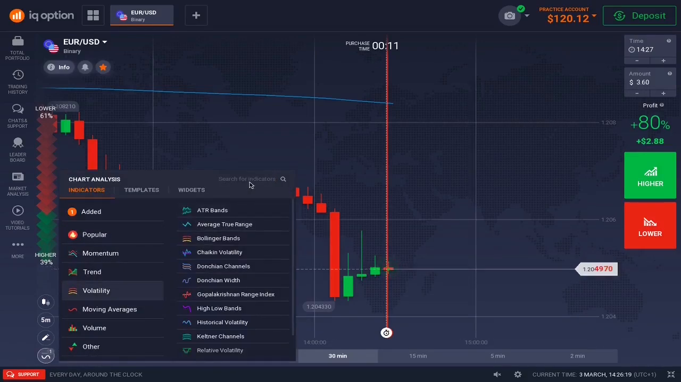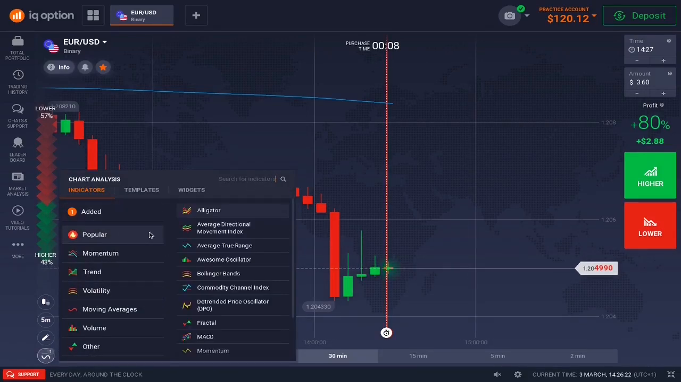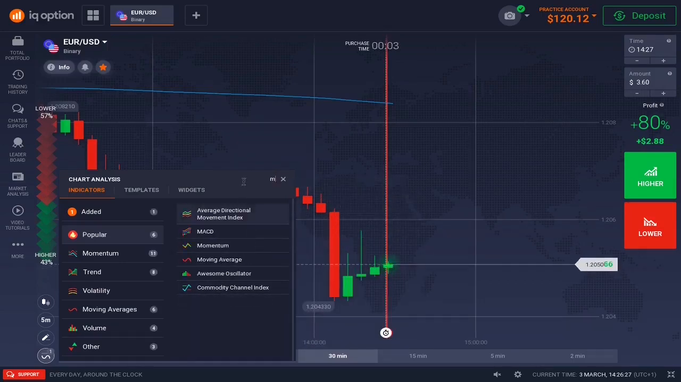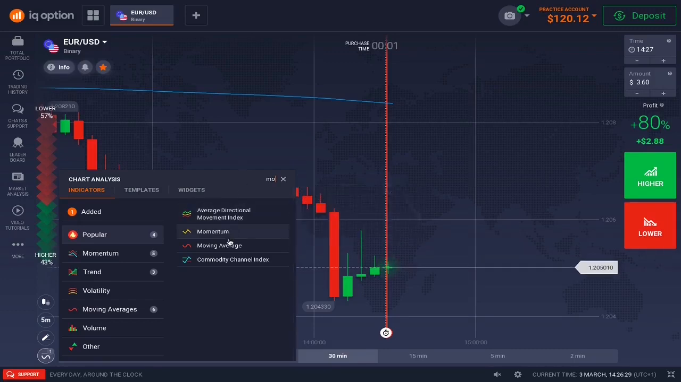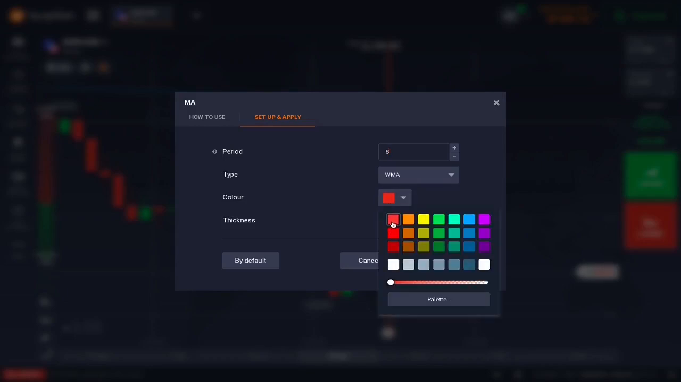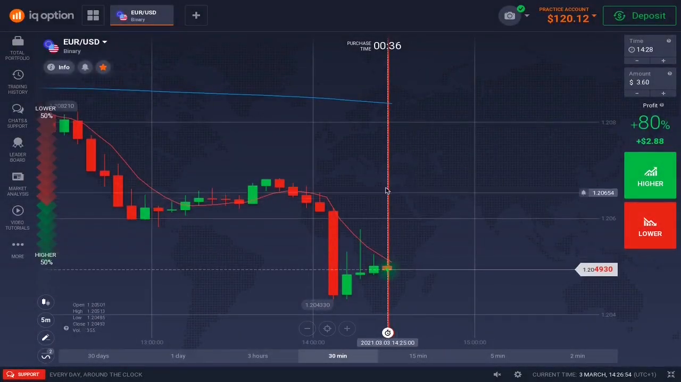So you go to indicators again. You can search for indicators here, or you just type moving average. You set it to 8. Then you set this one to WMA. Then you set the color to red. Then you apply.